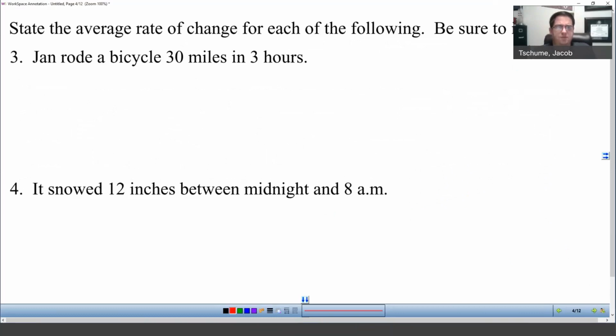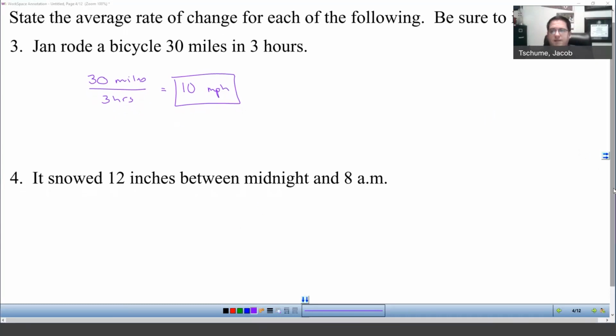So, for example, to make you think this way as well, state the average rate of change for each of the following. Be sure to indicate units. So if Jan rode a bicycle for 30 miles in 3 hours, what would be your average rate of change? Well, if you traveled 30 miles in 3 hours, you would simplify your fraction. 30 divided by 3 is 10, and that would be you average 10 miles per hour.